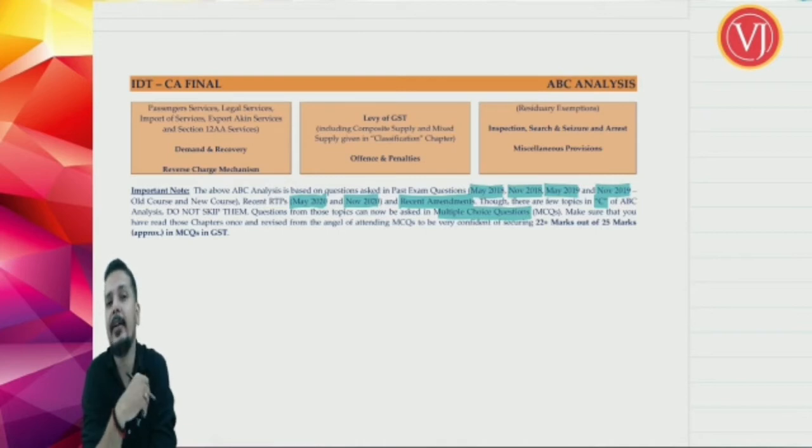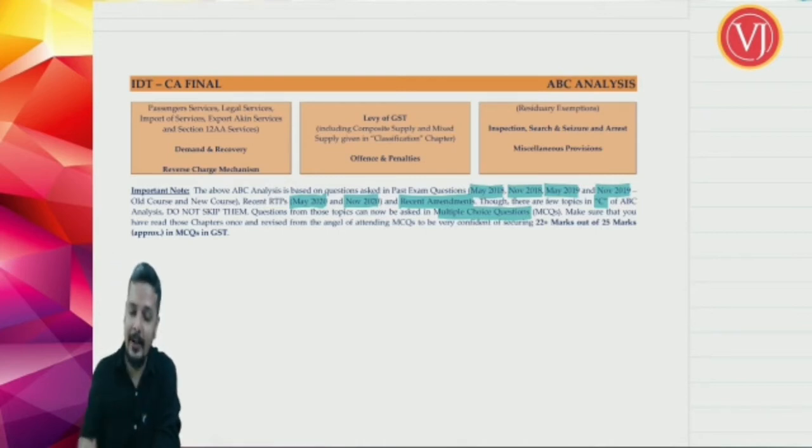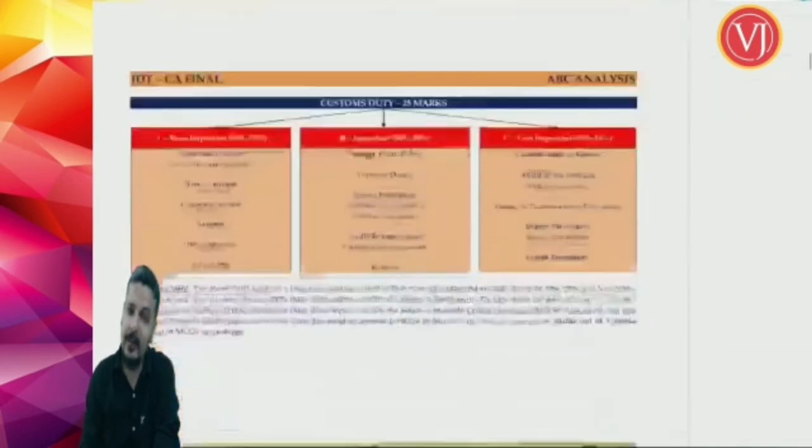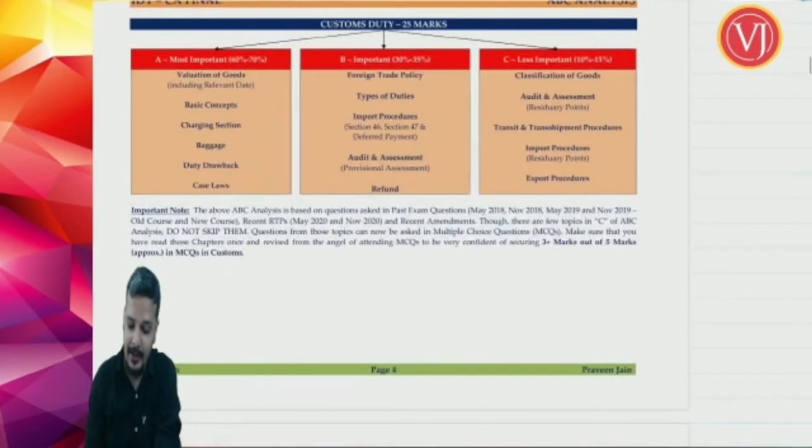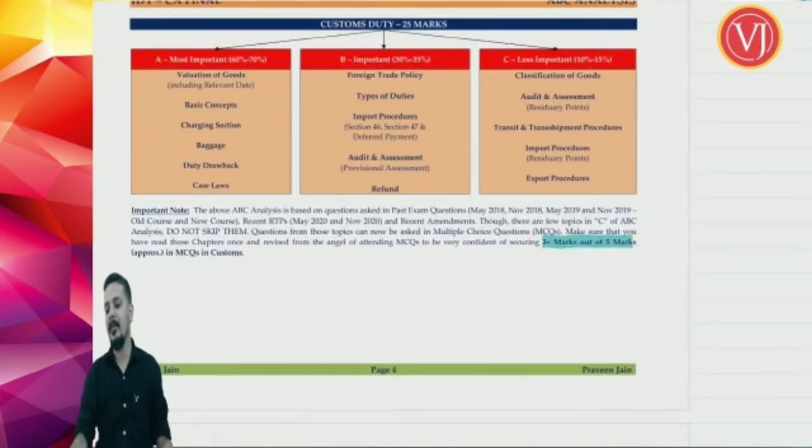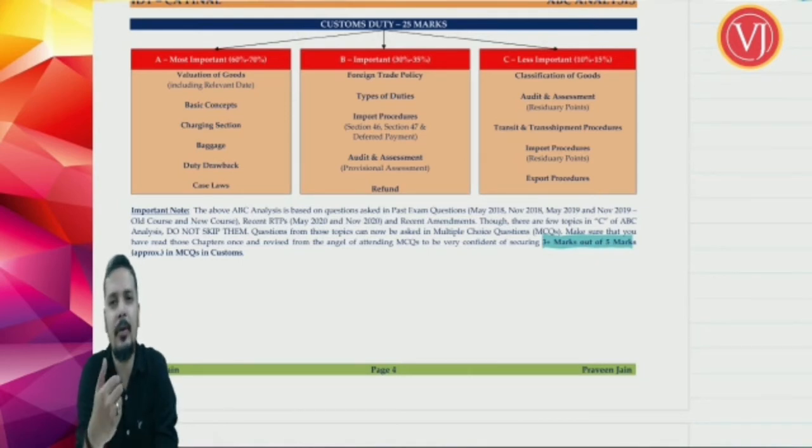Friends, your target should be at least 22 plus marks out of 25 marks approximately when you talk about MCQs of GST. This is with respect to GST. And friends, with respect to your customs, your target should be at least 3 plus marks out of 5 marks in your customs MCQs. Approximately, it is not that strictly 25 marks will come of MCQs in GST and 5 marks of customs will come.